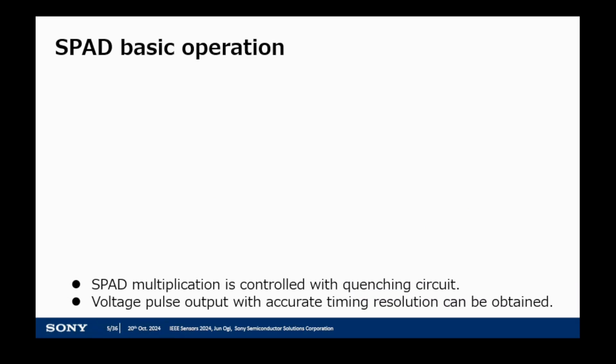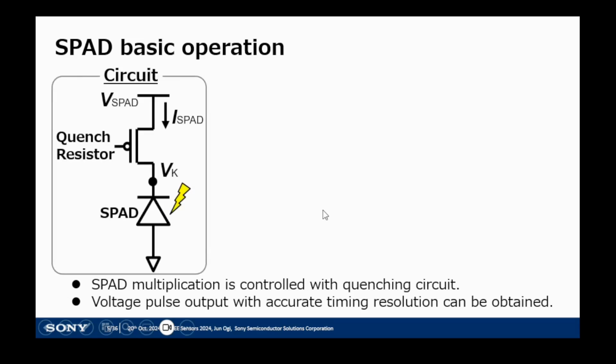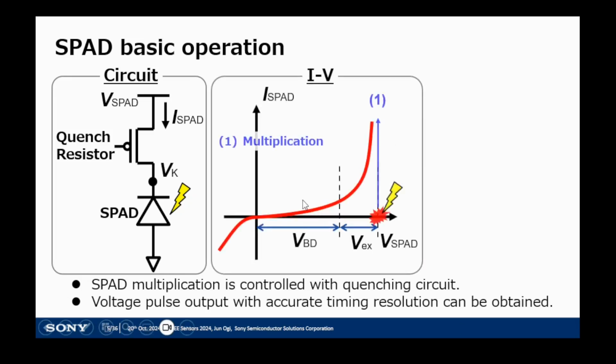The charge multiplication is controlled with a quenching circuit. The SPAD pixel is connected to the power supply via a quenching resistor. This figure illustrates IV characteristics for the SPAD pixel.